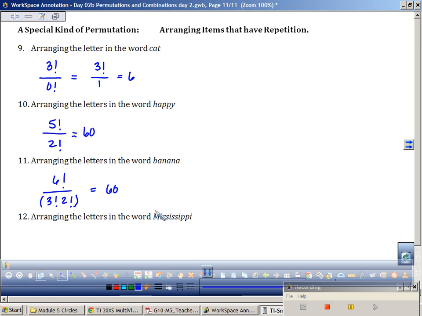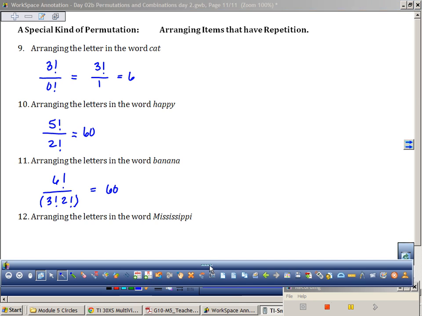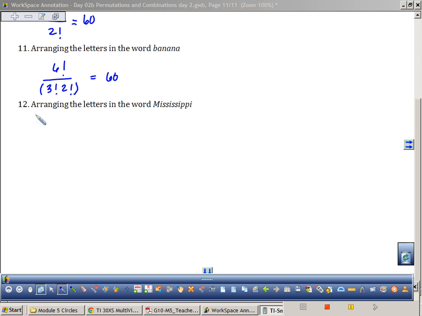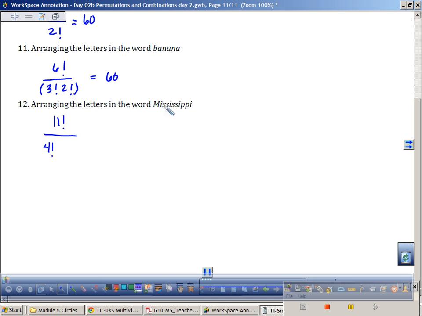Alright, arranging letters in the word Mississippi. 1, 2, 3, 4, 5, 6, 7, 8, 9, 10, 11. 11 letters. Let's see the repeaters here. I've got 4 I's. I've got 4 S's. And 2 P's.